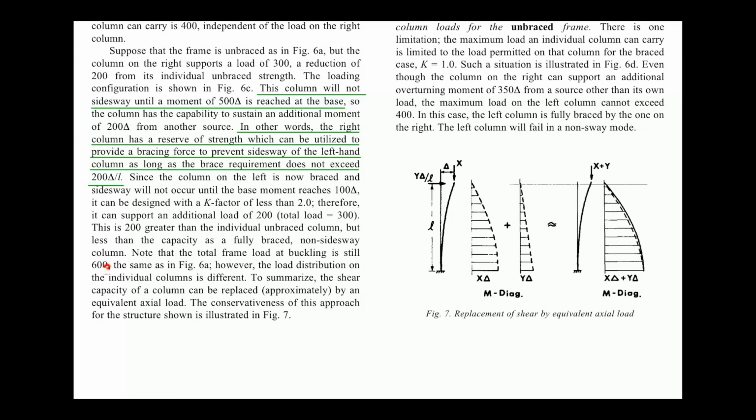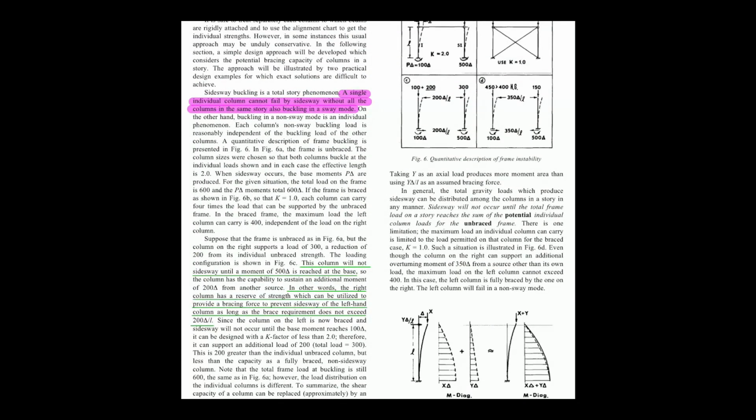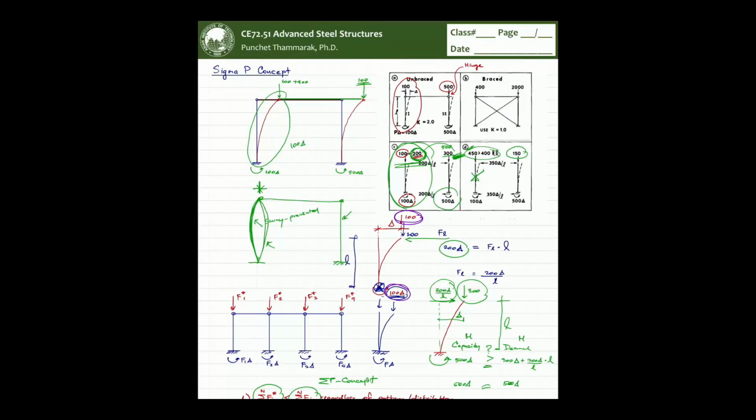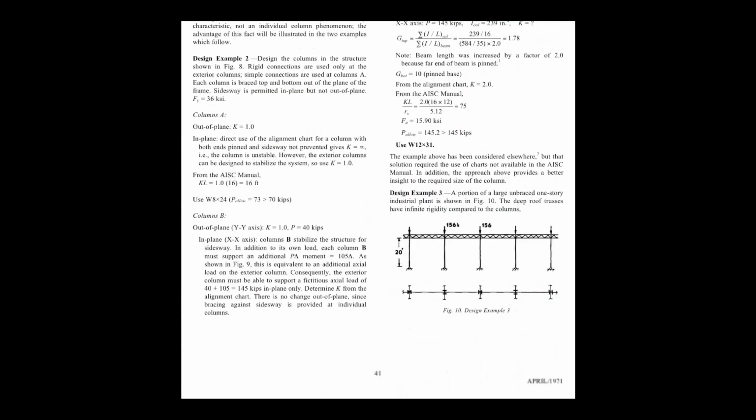So that's the sigma p that you cannot exceed. First condition. The second condition is that you don't exceed the individual column non-sway capacity. However, the load distribution on individual columns is different. To summarize, the shear capacity of the column can be replaced by an equivalent. That's just some more explanation, but I already did the explanation.